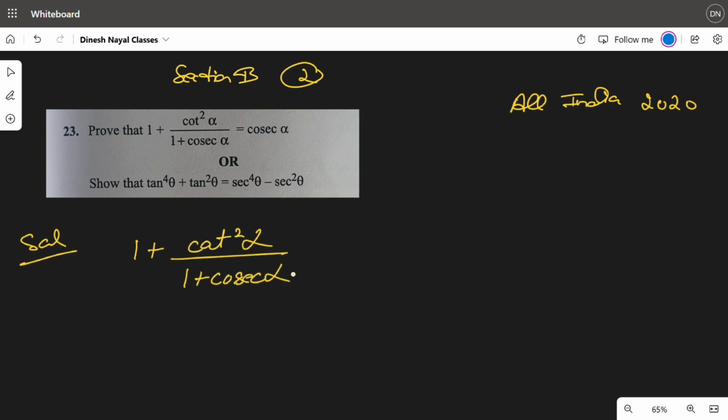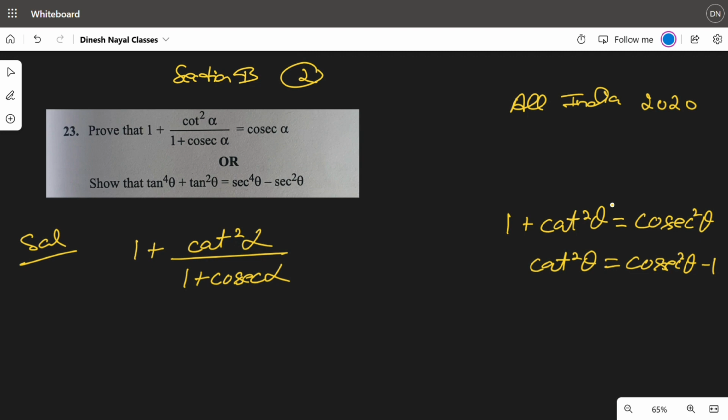Now see, again, if we look at the trigonometric identities, there is one identity in which 1 plus cot square theta equals cosec square theta. Now, how can you write cot square theta? If you take 1 to the right hand side, cot square theta equals cosec square theta minus 1. Similarly, cot square alpha you can write as cosec square alpha minus 1.